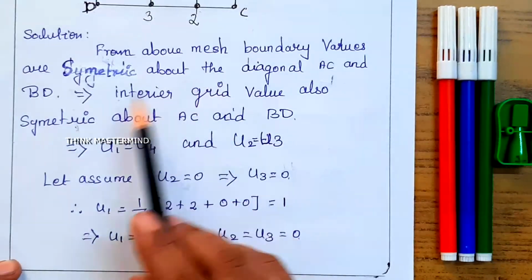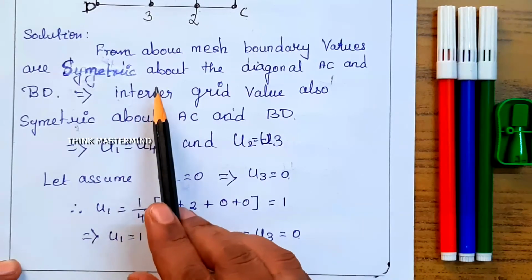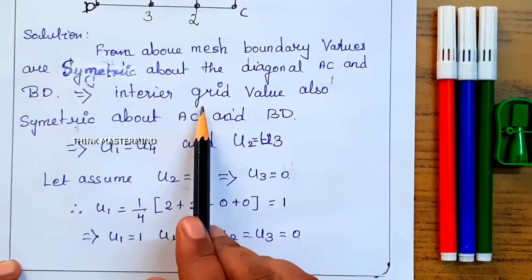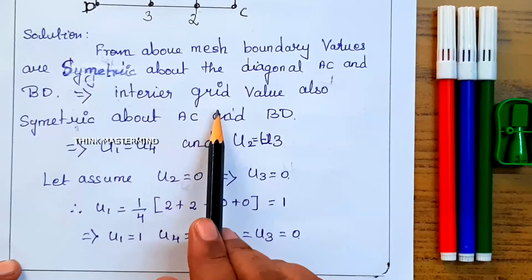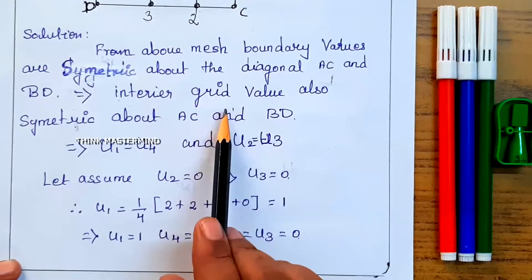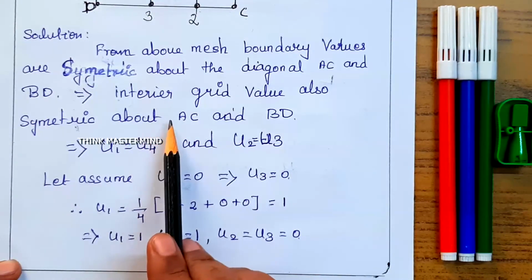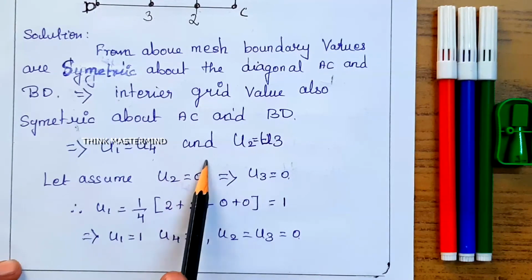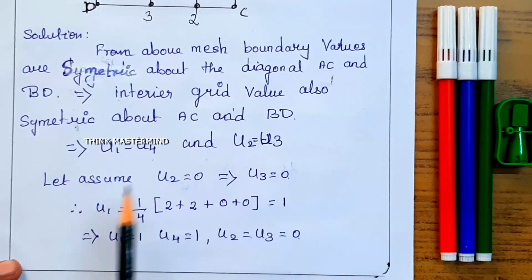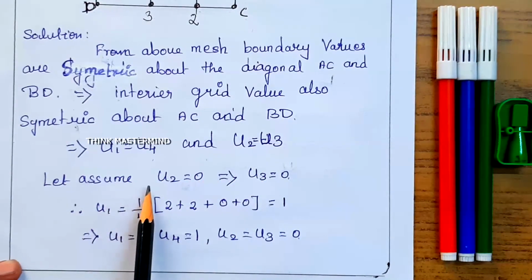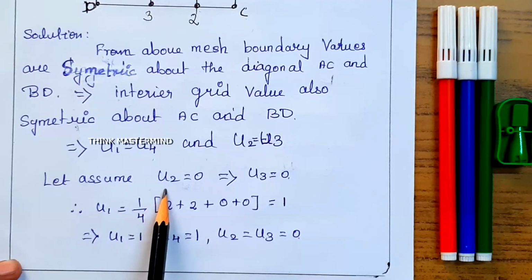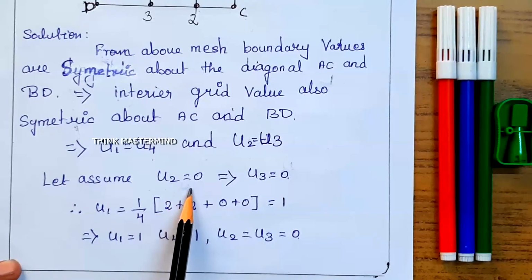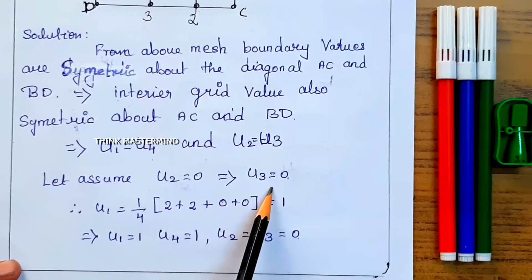From the above mesh, boundary values are symmetric about AC and BD. Therefore interior grid values, that is u1, u2, u3 and u4 are symmetric about diagonal lines AC and DB respectively. That is U1 is equal to U4 and U2 is equal to U3. Therefore, we consider initial value of either U2 is 0 or U3 is 0. So here I am considering U2 is 0. That implies U3 is also 0.